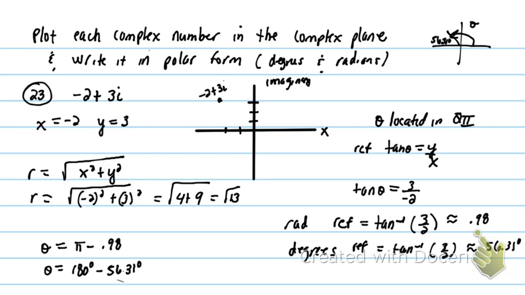So on this one, I'm getting pi minus 0.98. Did you guys get 2.16 for radians? And then for degrees, let's see. How about 123.69? Okay. Y'all just double check me on that. Make sure that's okay. Everybody got it? Okay.